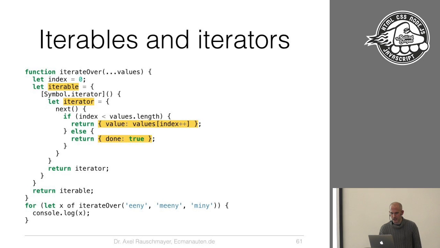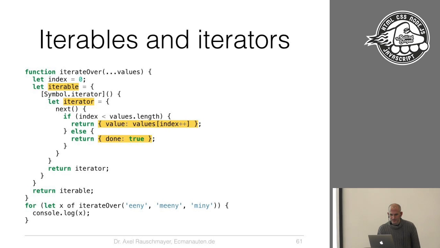So what this function does is we have several values. This is an array, and we would like to use the for-of loop over these values. What will this one print out? It will print out first ini, then mini, then miny. And what this function returns is a new object that is iterable. It is iterable because it has Symbol.iterator as a property key.